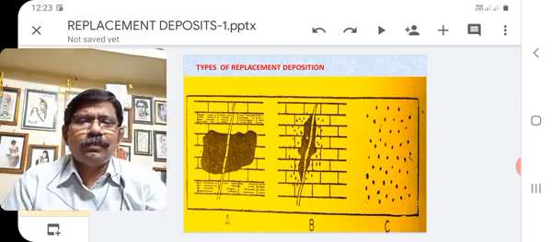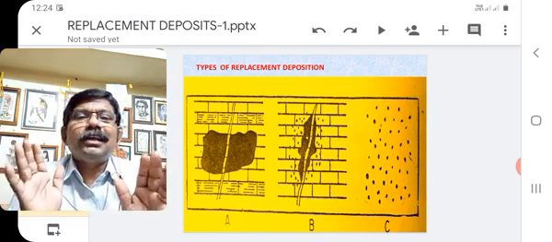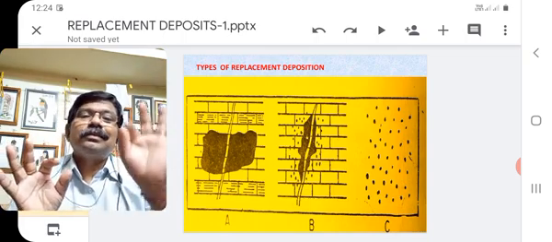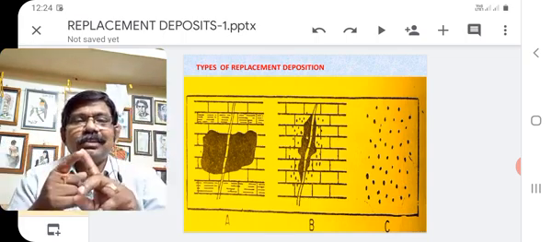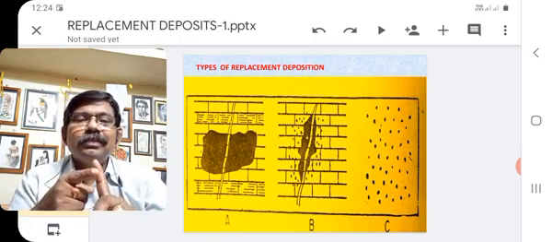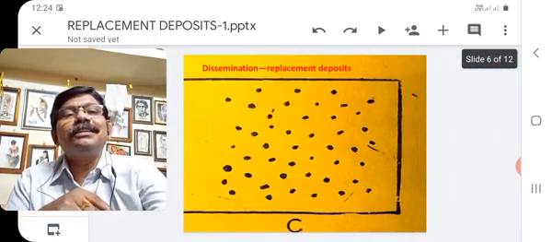Well, no problem, right? Briefly, in hydrothermal solution deposition, two types are main. One is replacement, the second one is cavity filling. Replacement, today we finished the process of replacement deposition.